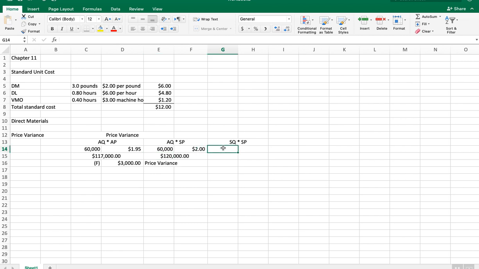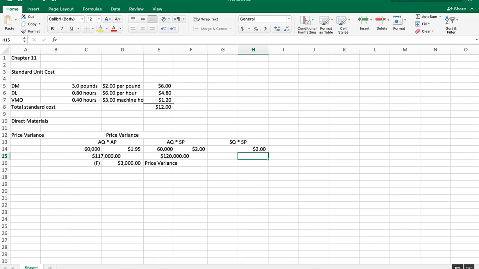Then I'm going to do the same thing over here, except for my standard quantity. This is where it's a little bit different. On my standard quantity, I'm going to come down here and compare, and I'm going to hold the price constant. So I'm going to hold that $2 constant, but I'm looking at a quantity variance.